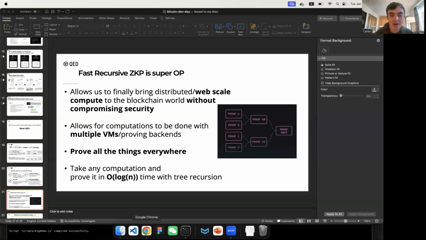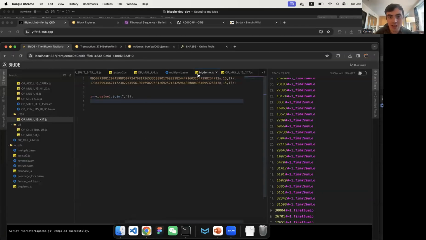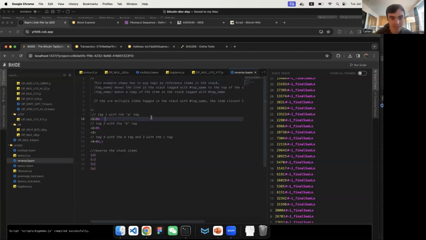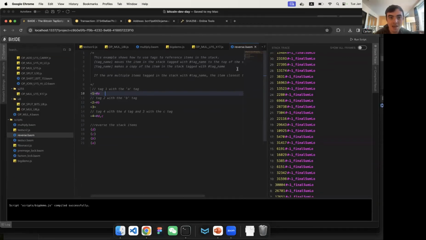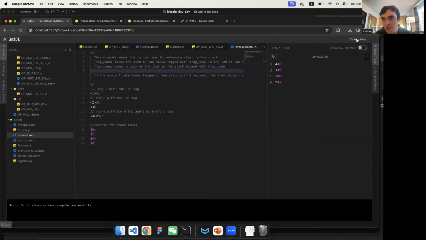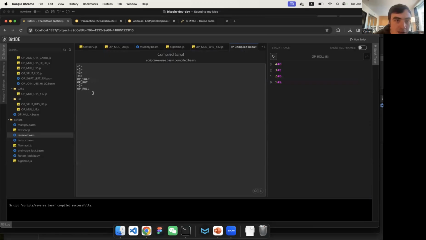So BASM compiles to normal Bitcoin script. Maybe I'll share my screen, and we can do a quick show off of that. In fact, I can take the JavaScript as well and compile it. But let's go over here to, I don't know, our reverse example in BASM. So we can see over here in BitIDE that we have this BASM script. And if I click run, it runs it, right? But we also have this window that says compiled result. So if we open up that compiled result, this is the actual Bitcoin script for that BASM.